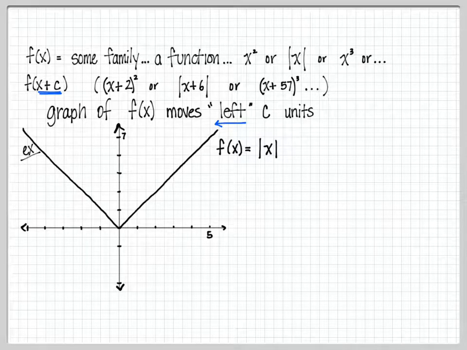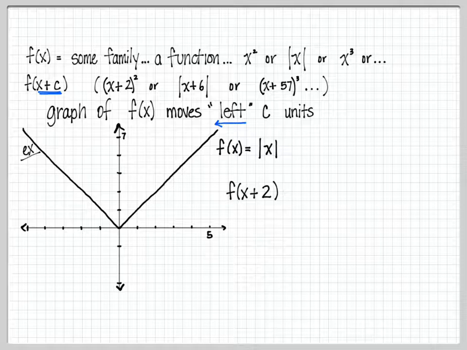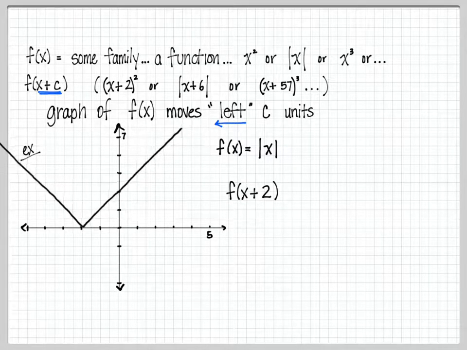So once again, we have our beautiful absolute value function. And let's look at when we add 2 to the input, what that's going to do to our function here. I have to grab the function and I'm going to move it back 1, 2, there we go, moved it back 2 units to the left.